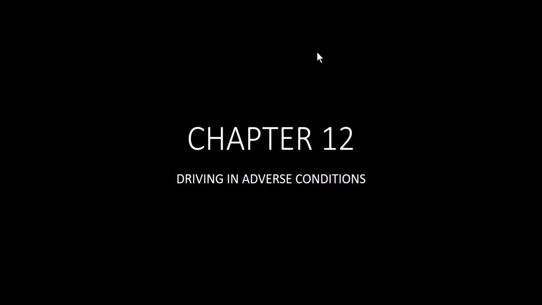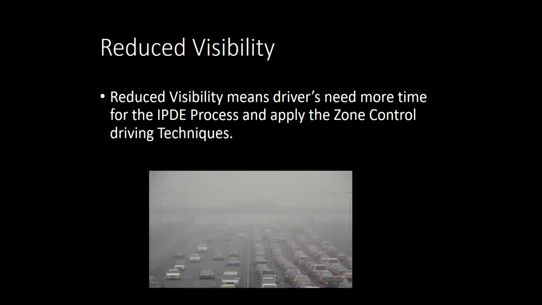Okay, chapter 12, driving in adverse conditions. First one is reduced visibility. So reduced visibility means the driver needs more time for the IPDE process and to apply the zone control driving techniques. You can see how foggy it is in the picture there.